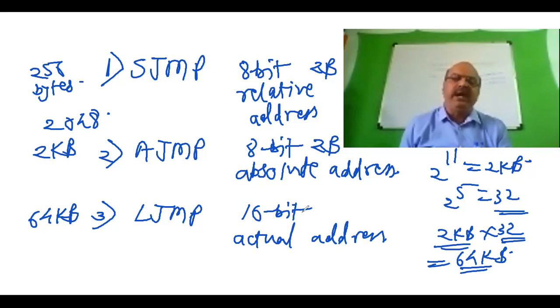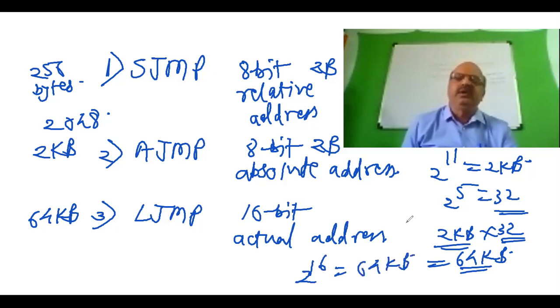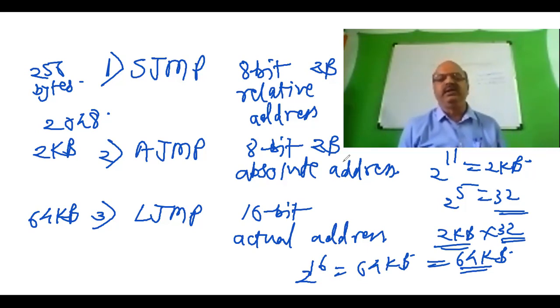In case of LJMP, the address itself is 16 bit, the actual address. We know that 2 raised to 16 is 64 kilobytes. So here the address range is 64 kilobytes. Within 64 kilobytes, you can jump from any address to any address. That is the facility provided by the LJMP instruction. So I think this is clear.